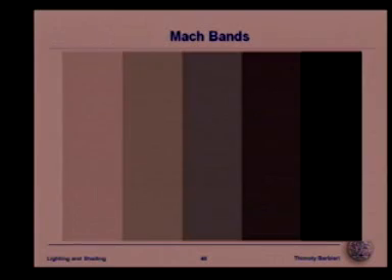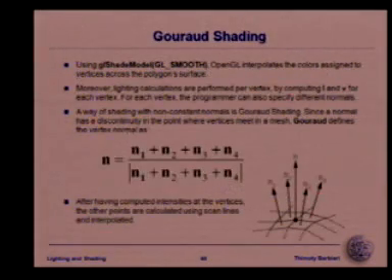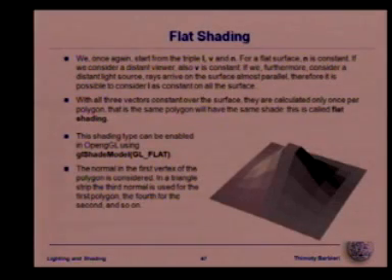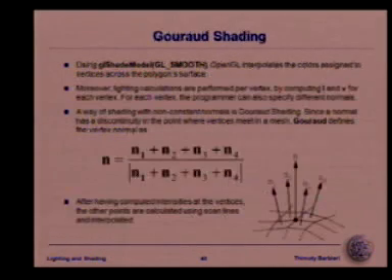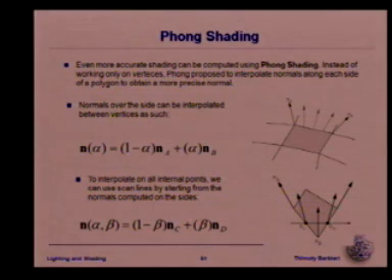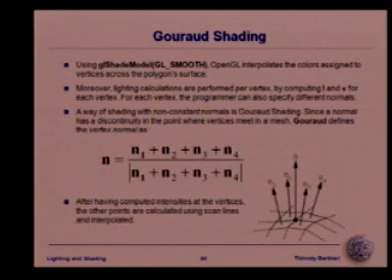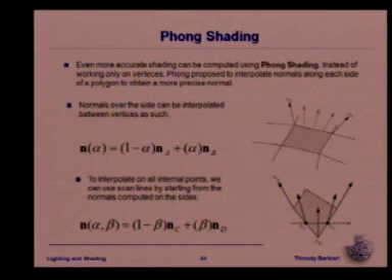GL_SMOOTH. You're right, because you have flat and smooth. You're right, you have no Phong shading in OpenGL. You have Gouraud shading, which is this one, GL_SMOOTH. If you wanted to do Phong shading, you would have to implement it by yourself. I think so.